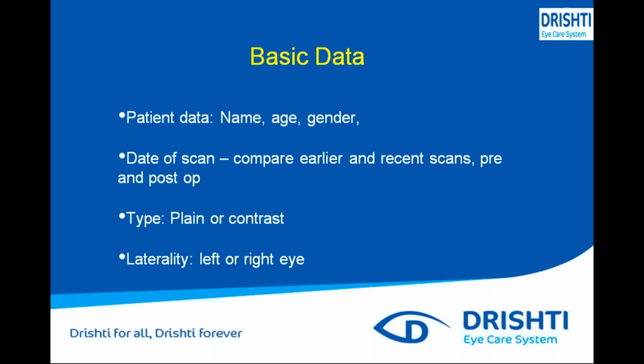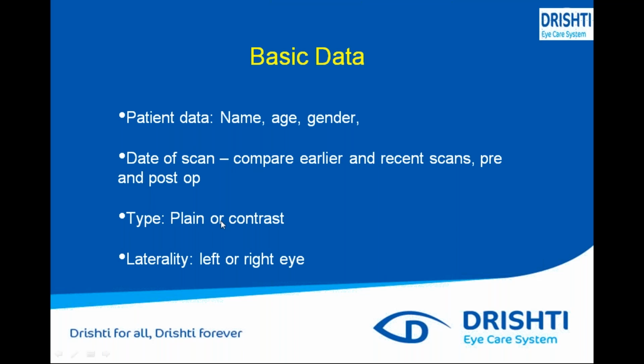Now coming towards the interpretation. While interpreting the scan, basic data has to be checked. Sometimes the reports are extensive. So first, if you have a CT scan report, see the name, age, and gender, so that the report belongs to the same patient. After that, check the date of the scan, whether the scan was done on the same date or this is an old report.